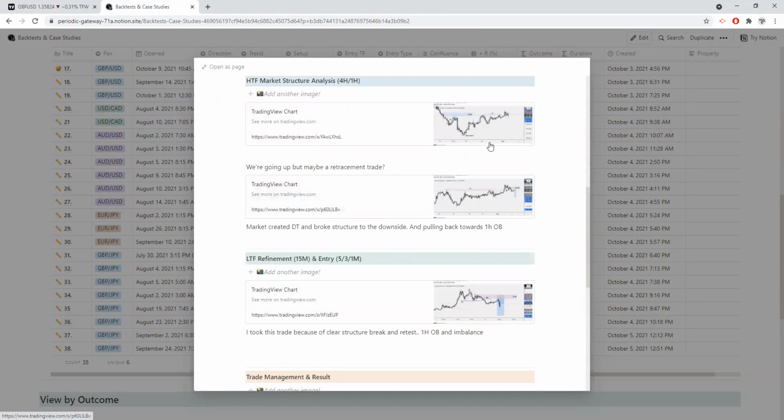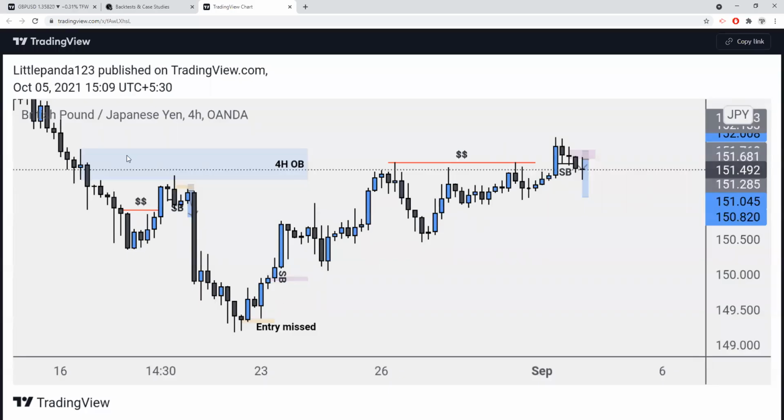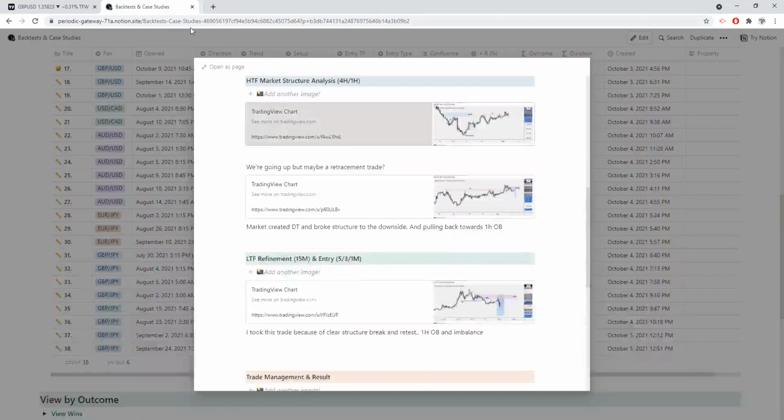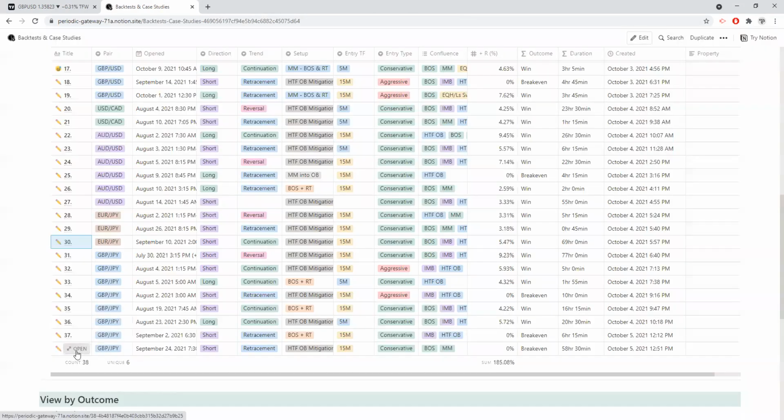Yeah, that's what I was gonna tell you. It started to move up, and again, the OB was tapped quite a few times. So this was not really nice to see, but of course, break even is fine.